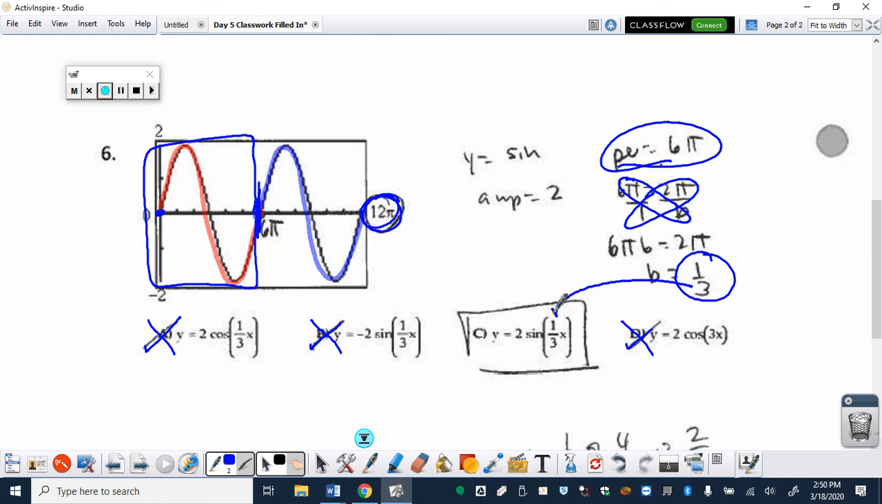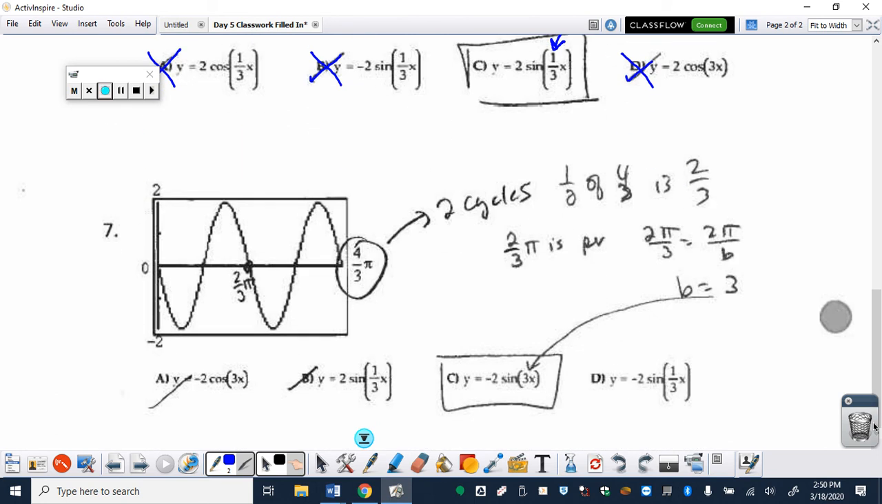But I really want to make sure you understand why it's a 1/3 for the frequency, because we changed the x-axis. There's a change in period. It only takes 6 pi for an entire sine curve to show up. So you want to be careful when you're talking about frequency. Same thing happens in number 7.